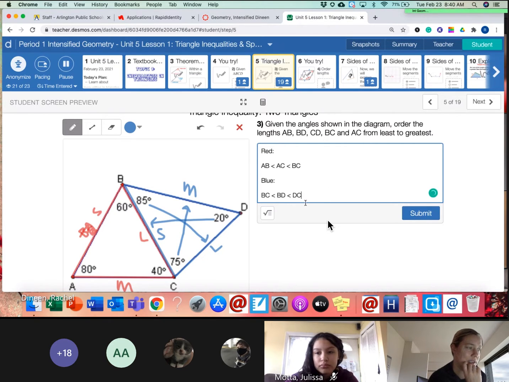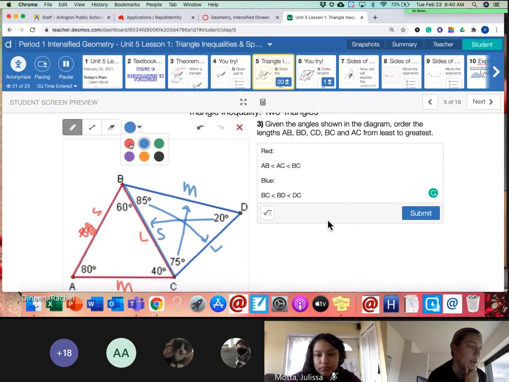DC. Now I need to look at what the question's asking, and I need to put the two together. So it's asking from least to greatest. Do you see how they both have BC? We can go ahead and join these at BC. And I'll go ahead and draw this for you as well so you can see the overlap a little bit better.